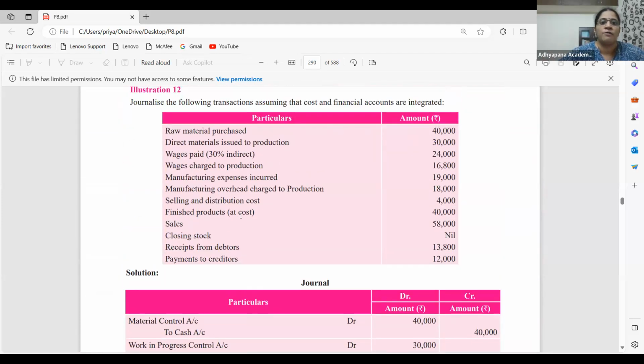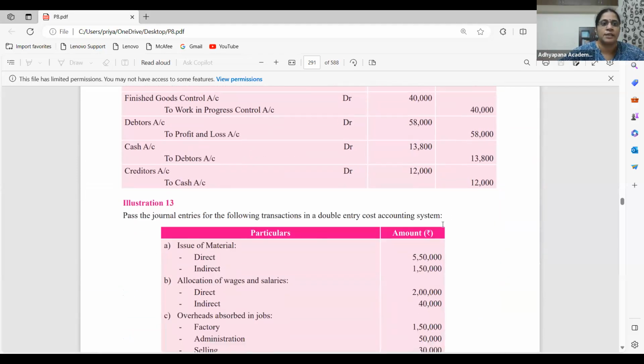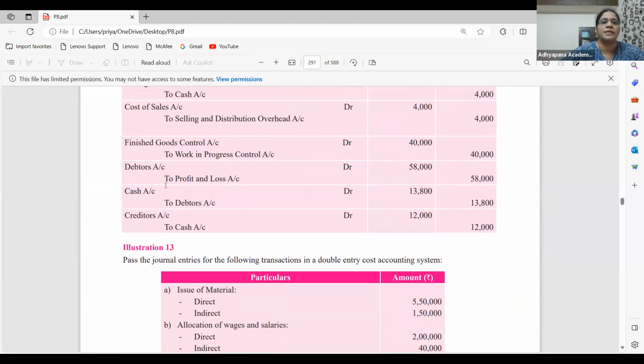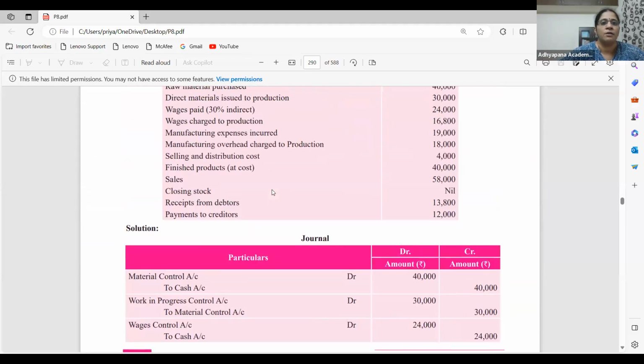Then after this, finished product at cost. So the goods are completed now. So it is finished goods control to WIP control. Then for the sales, it is debtors to costing P&L. Then for closing stock of goods. For closing stock, it is nil.